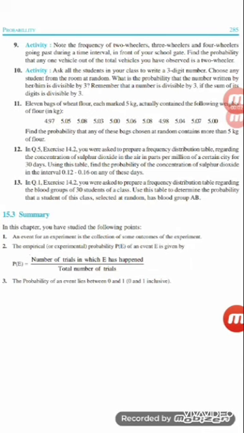Question number 12. In question number 5, exercise 14.2, you were asked to prepare a frequency distribution table regarding the concentration of sulfur dioxide in the air in parts per million of a certain city for 30 days. Using this table, find the probability of the concentration of sulfur dioxide in the interval 0.12 to 0.16 on any of these days. Here, first we prepare a distribution table and then we write the answer.